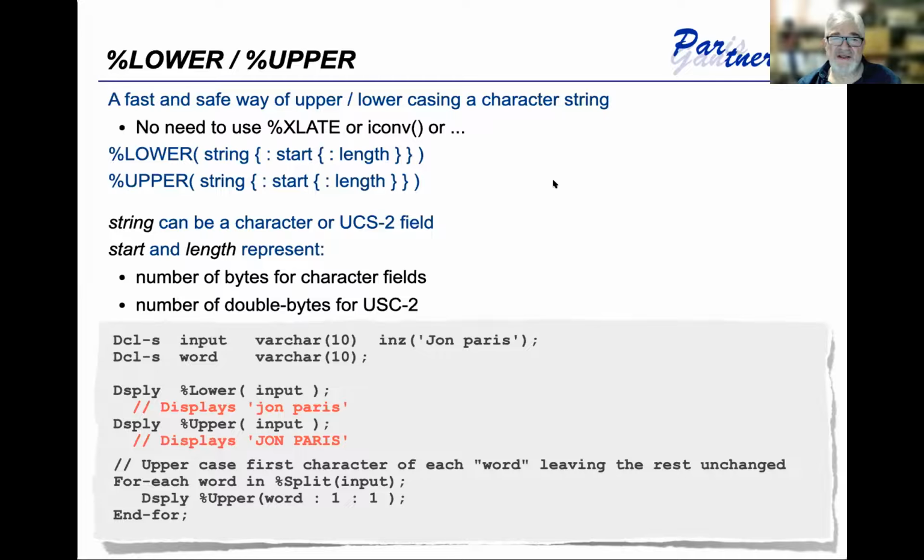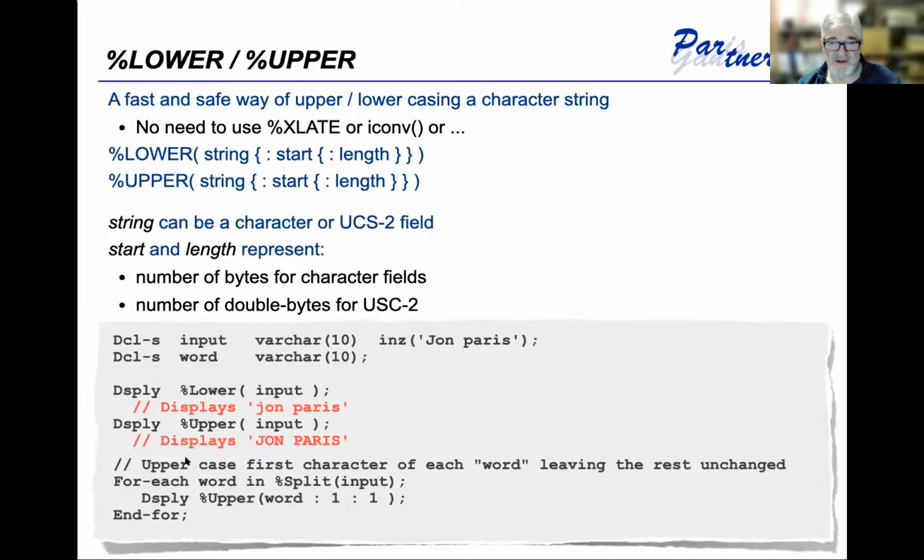So this is nice. It deals with character fields and UCS2 fields. And you can also specify that you're going to start at a particular position, and you can specify how long you want to do. So the start and the length represent the number of bytes for character fields or the number of double bytes in UCS2.